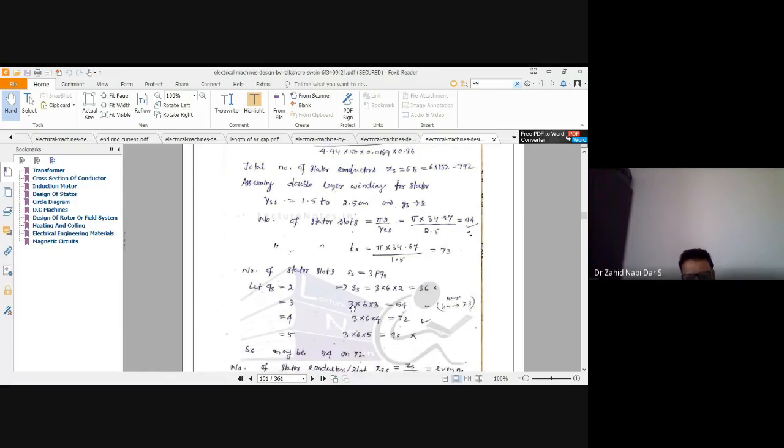So this is the 3 phase. This is the number of poles. This P is for the number of poles. So the number of poles we cannot change, the phase we cannot change. The only thing we can change is the number of stator slots. This QS value we can change.